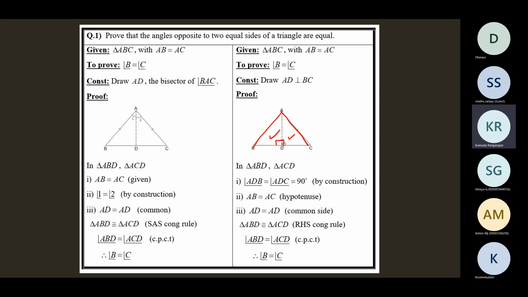So right angle R, hypotenuse equal, AB is equal to AC, H, and some other side, AD is equal to AD. So by the RHS rule, the two triangles are congruent. By CPCT, we have angle ABD equal to ACD, which means angle B is equal to angle C.